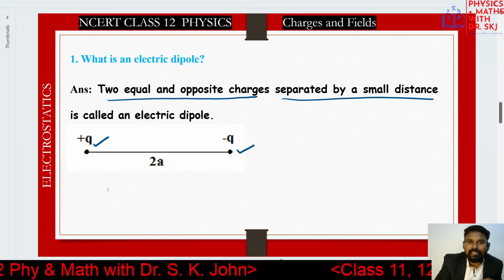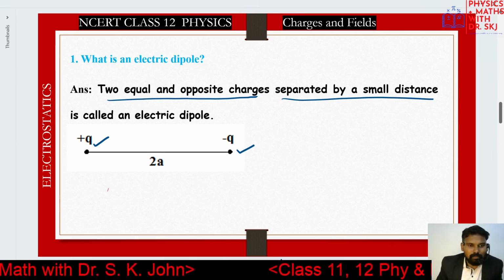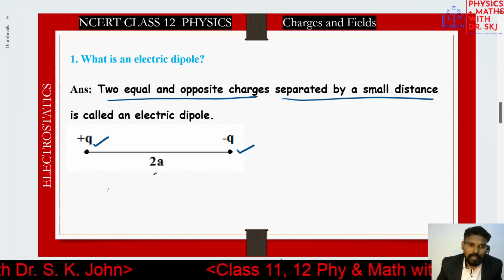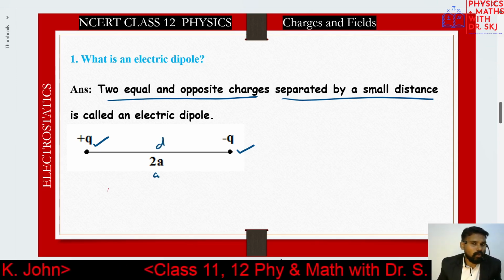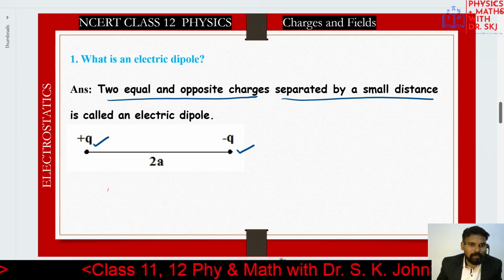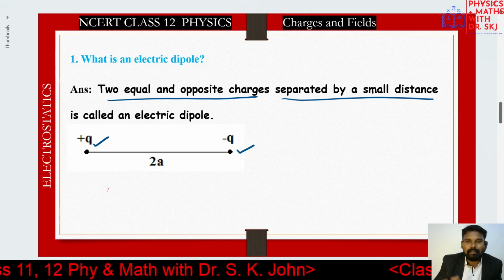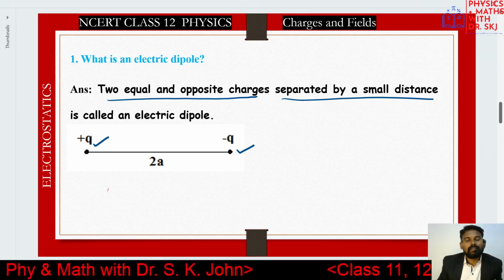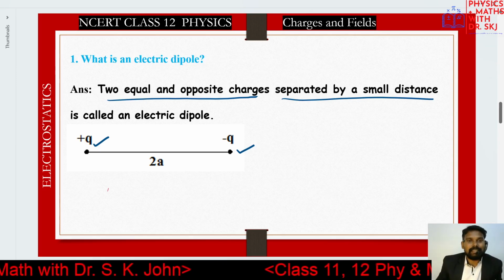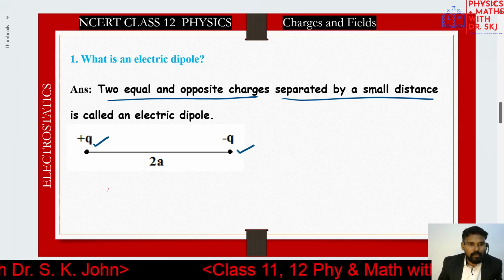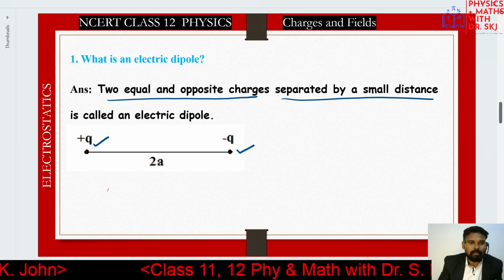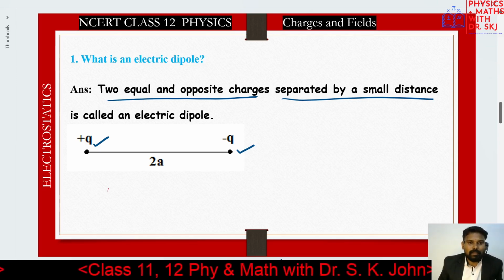I am representing this distance by 2a. That is to simplify. You can represent it by a, or d also, no problem. But this 2a representation is used to simplify some derivations which are coming in the next lectures. So it is better to represent the length by 2a.